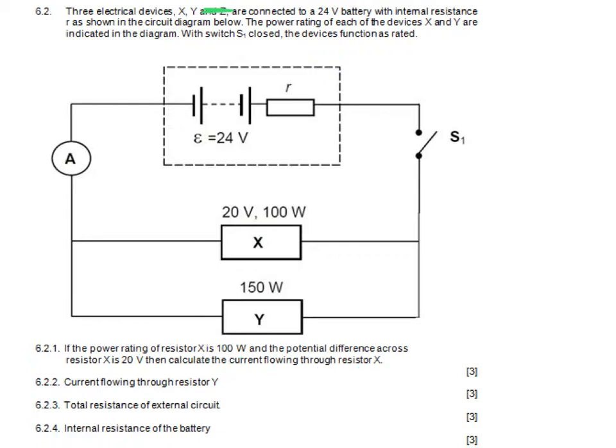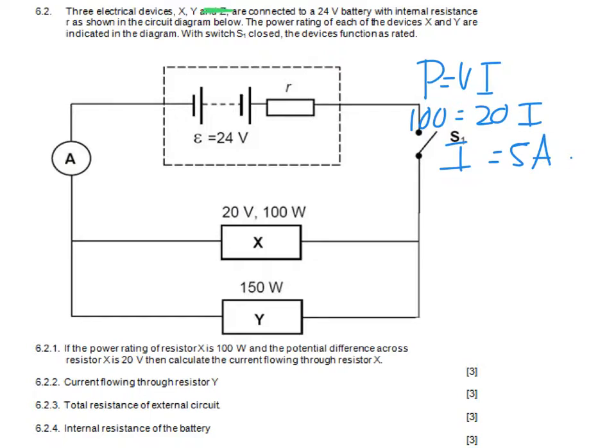So all we're going to do is we're going to say power is equal to V times I, 100 is equal to 20I, and therefore I turns out to be 5 amps. Calculate the current flowing through resistor Y.